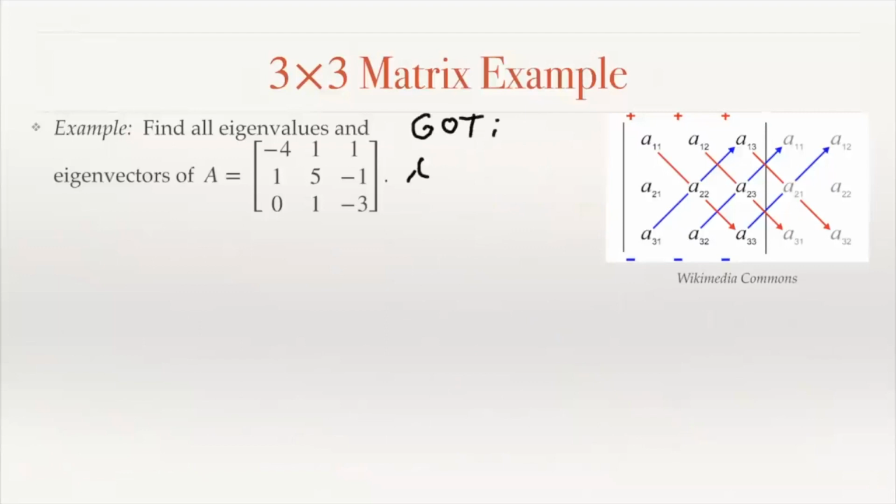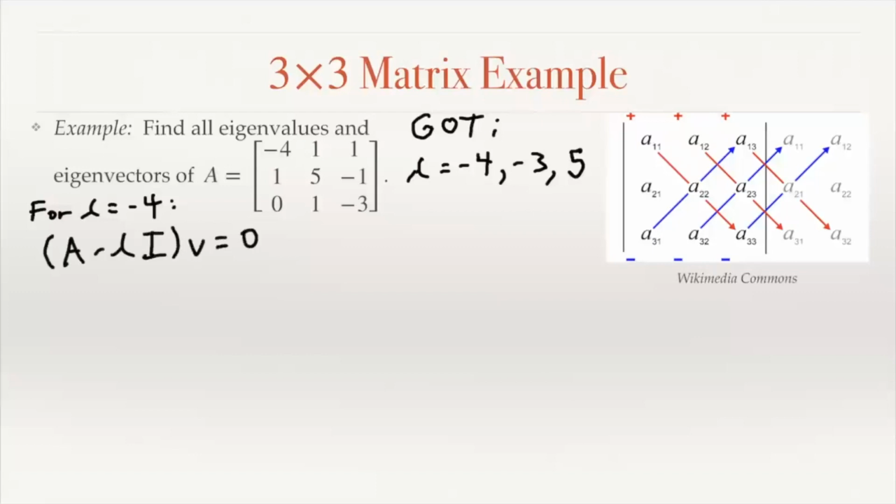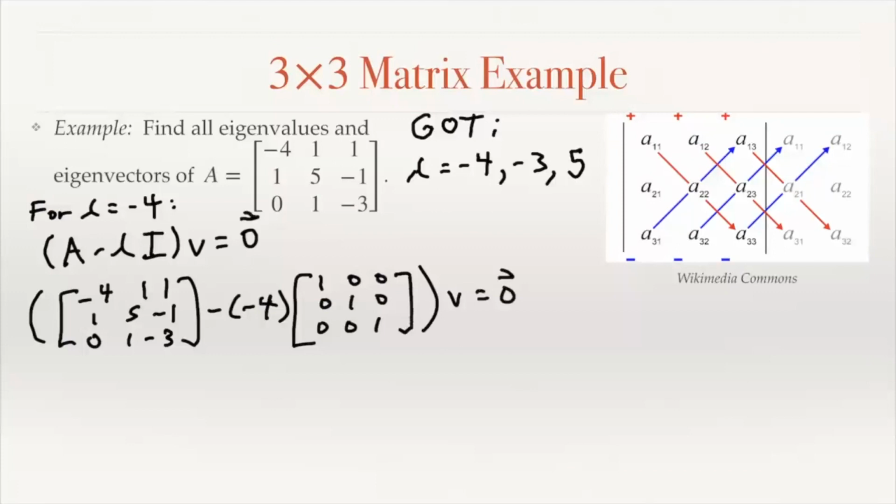So we got that lambda is negative 4, negative 3, and 5. And now for each of these, we find a corresponding eigenvector. So let's begin with negative 4. What we want is that (A minus lambda I) v equals 0. Writing it out, it looks like that. And this addition is always simple. Remember, this distributes to the main diagonals, and we're just adding 4 to each of the diagonal entries. So this is the same as saying that we want a vector v such that this matrix times v is 0.